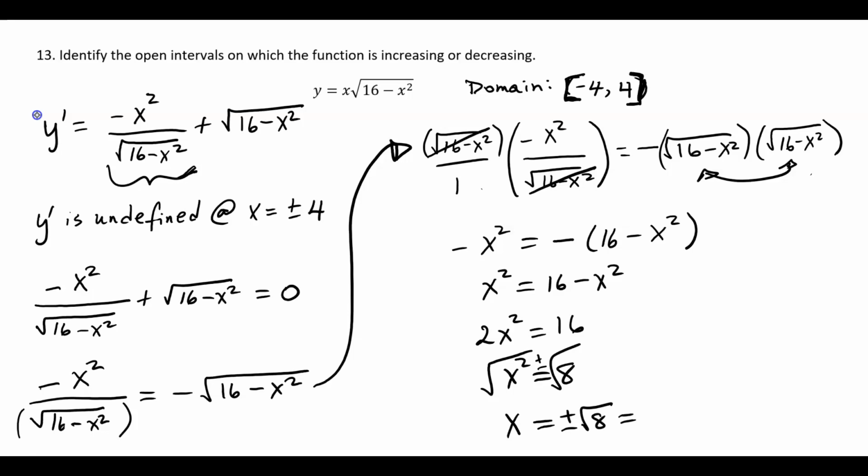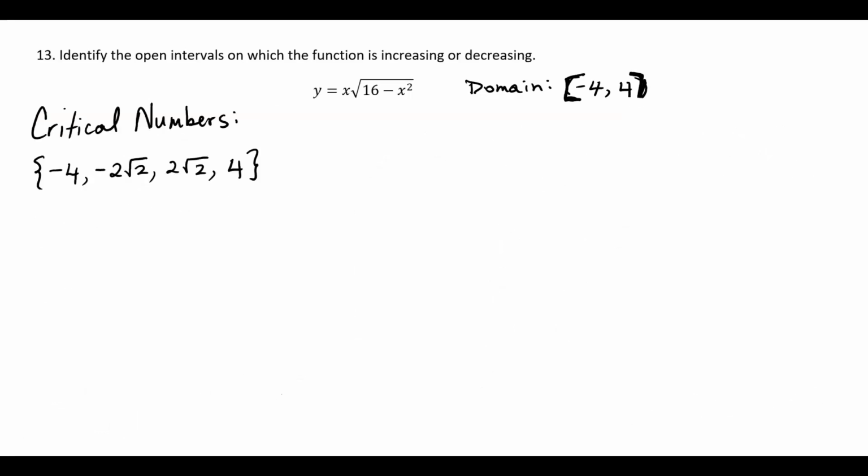You can write this a couple of ways. You can write it as 2 the square root of 2, or you can approximate it as a decimal, which would be plus or minus 2.828. So our critical numbers are negative 4, negative 2 the square root of 2, 2 the square root of 2, and 4. These numbers split our real number line into several sections, or several intervals.